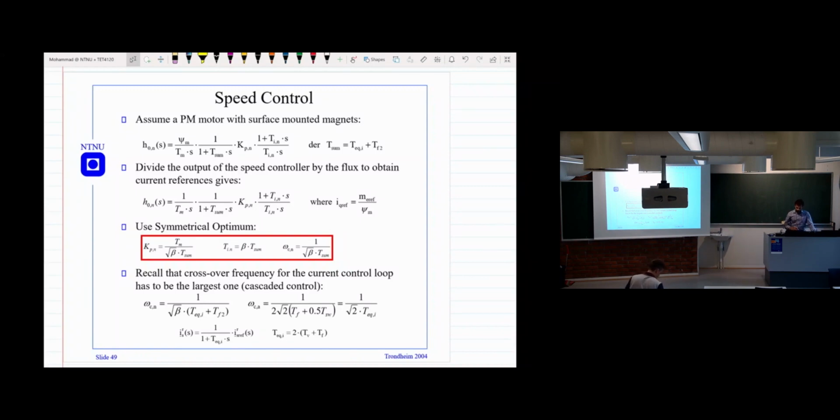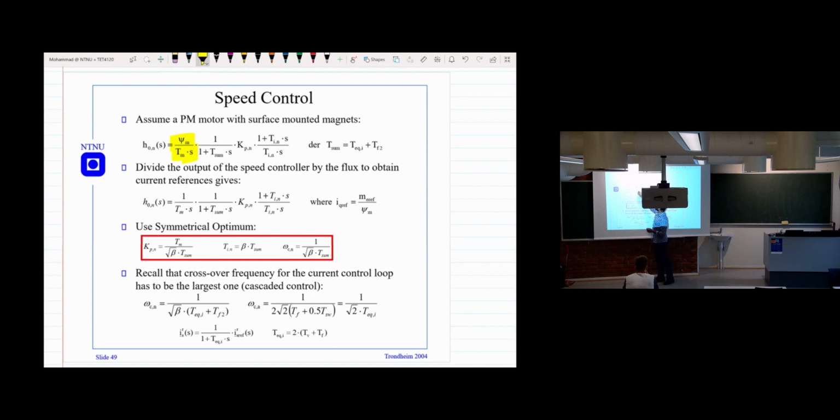So we apply the symmetric modulus optimum for the current controller. But this is the part for the speed controller, and you can see it's an integrator for the speed controller. The speed controller gives us the Q-axis current reference. It actually gives us torque, and when we divide the torque by Cm, that gives us the current reference. And it's the integrator that we have here.